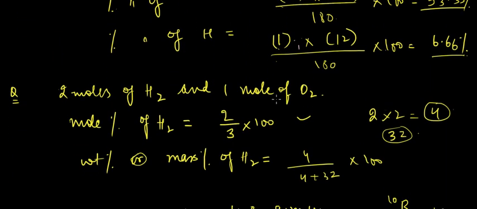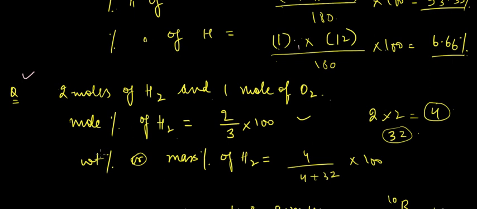Okay, next let's have this question wherein in a mixture you have 2 moles of hydrogen and 1 mole of oxygen. If you have been asked to calculate the mole percentage of hydrogen, it would be moles of hydrogen present in the mixture upon total moles, which is 2 plus 1, that is 3, into 100. This is the mole percentage of hydrogen in the mixture.